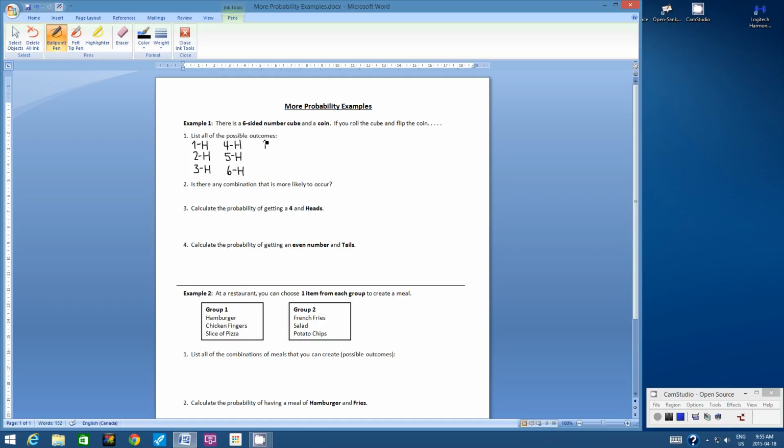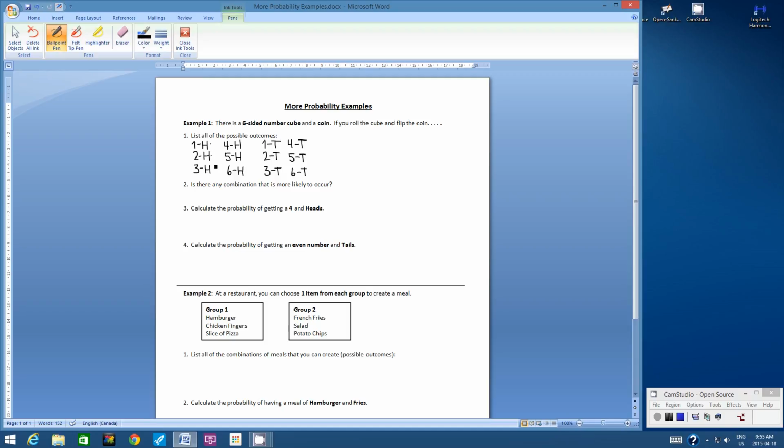So we can get 1 tails, 2 tails. It's much easier if you go in an organized way here. Now each one of these represents one possible outcome. Remember, because you're doing two kind of separate events as one. So a 4 alone is not an outcome. The 4 rolled with a tail, that is an outcome. So how many outcomes do we have here?